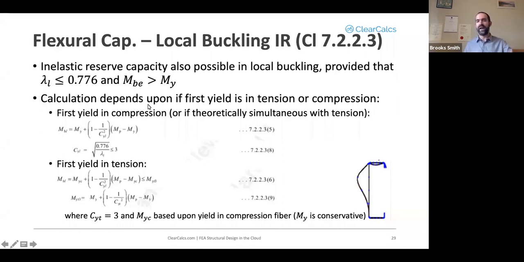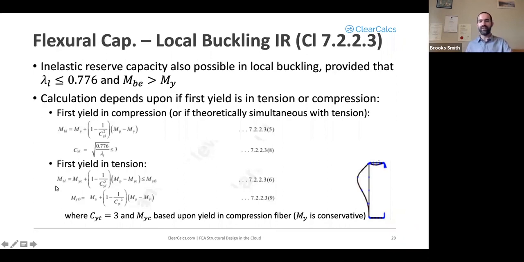The calculation of that depends upon whether first yield in flexure occurs in tension or compression. If the first yield is in compression, or if they're theoretically simultaneous, as in most C or Z sections that are symmetric, then you make use of this first equation. You just plug in values. Again, you see the M sub P. This is essentially an amplification based upon the difference between M sub P and M sub Y.